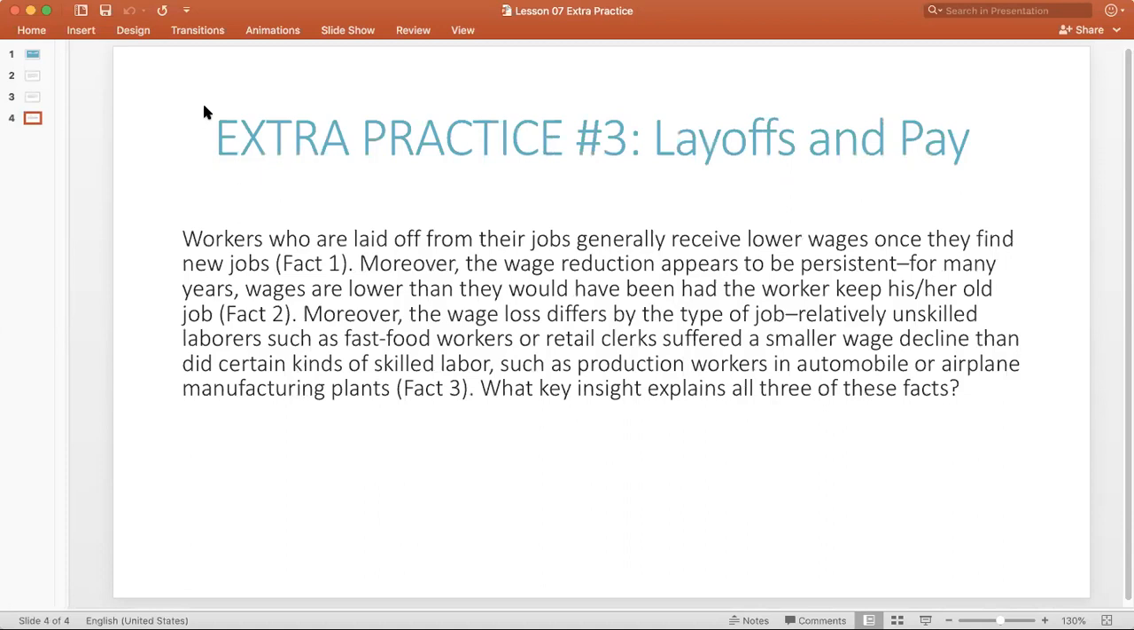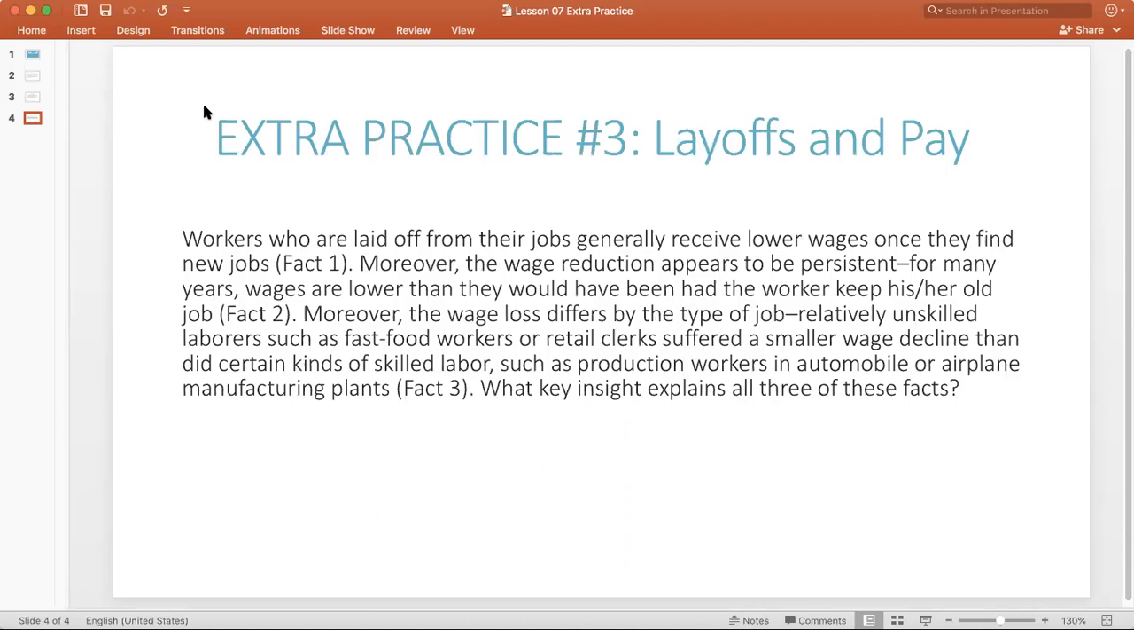So last one, again just another conceptual one. Layoffs in pay. Workers who are laid off from their jobs generally receive lower wages once they find new jobs. Fact 1. Moreover, the wage reduction appears to be persistent. For many years, wages are lower than they would have been had the worker kept his or her old job. Fact 2. Moreover, the wage loss differs by the type of job. Relatively unskilled laborers, such as fast food workers or retail clerks, suffered a smaller wage decline than did certain kinds of skilled labor, such as production workers in automobile or airplane manufacturing plants. Fact 3. What key insight explains all 3 of these facts?